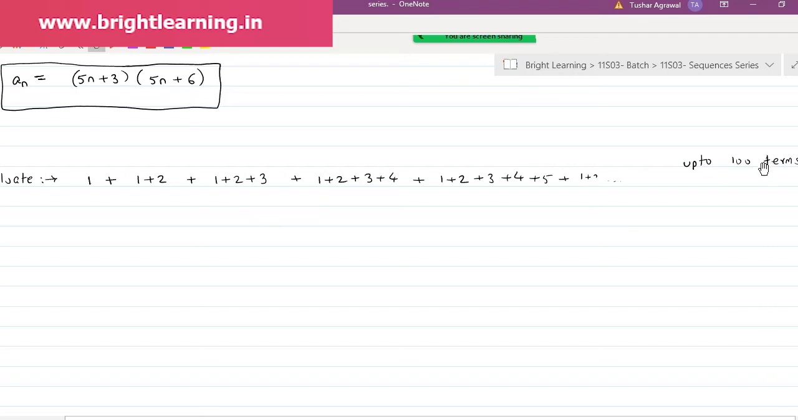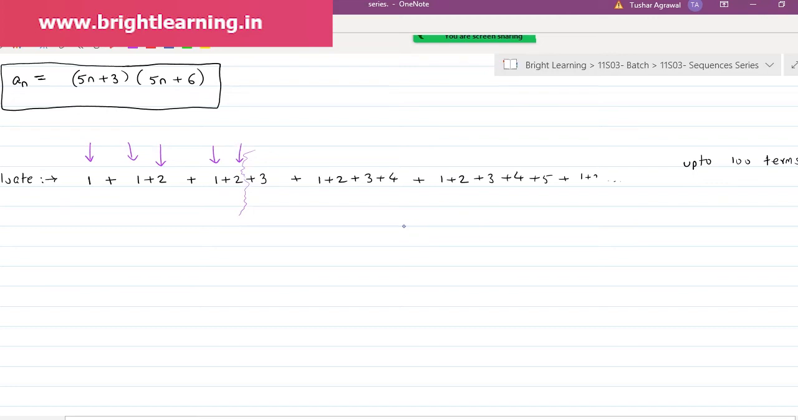For 100 terms, the last one will not be up to 1 plus 2 plus 3 plus 4 up to 100. Because if I just give you, let's say, 5 terms, this is my first, second, third, fourth, fifth. Got it? Then the groups are not even properly completed. Some groups are completed properly and some groups are incomplete.